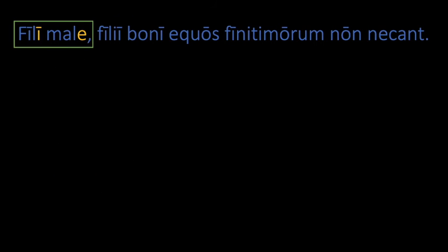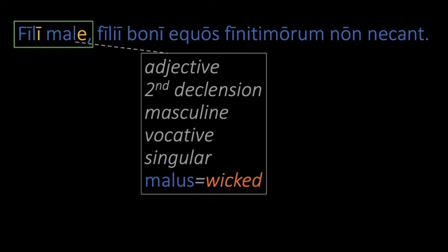Male is an adjective. If we did not know that fili was vocative, the location of this distinctly vocative form immediately after fili would be a good clue. The base word malus means wicked and expresses an attribute of fili. We can translate the whole phrase as, O wicked son.